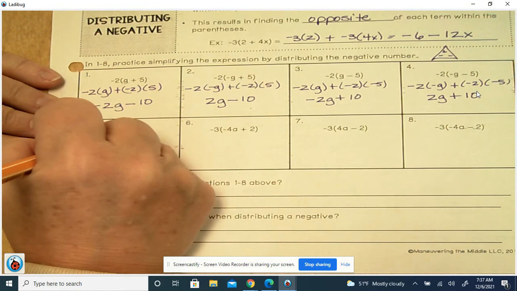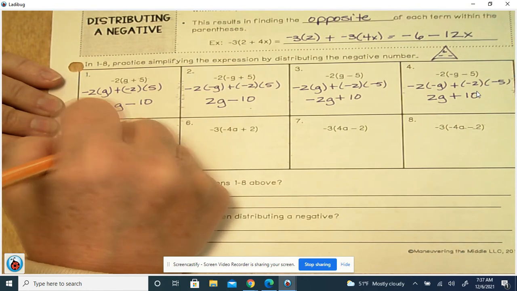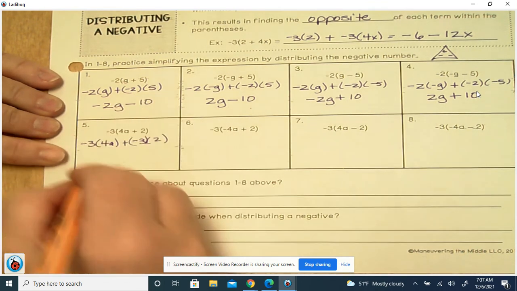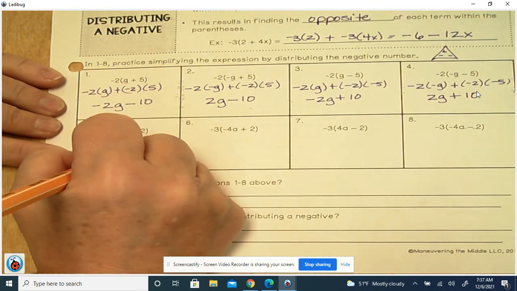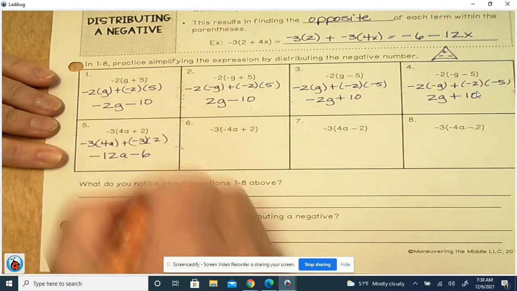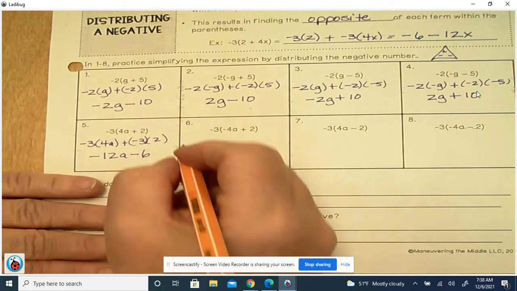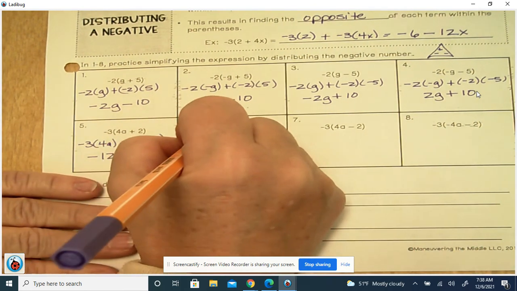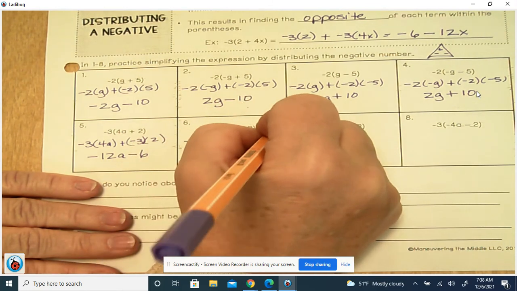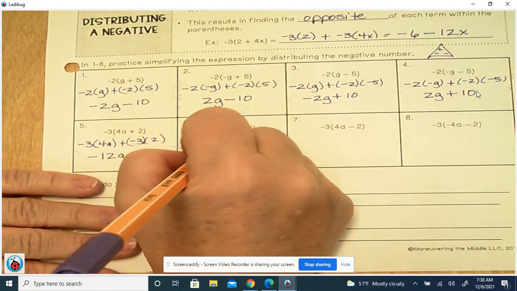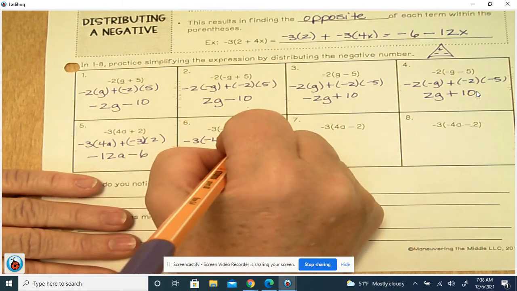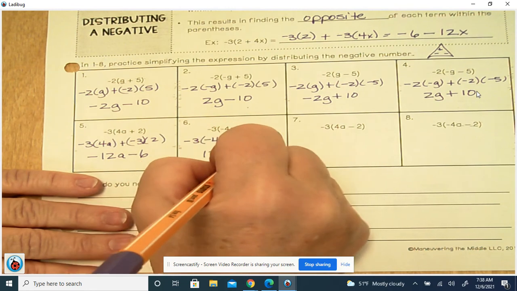Number 5, a negative 3 times 4a plus a negative 3 times 2. Negative 3 times 4 is a negative 12a plus a negative 3 times 2 is a negative 6. Number 6, a negative 3 times a negative 4a plus a negative 3 times 2. Negative 3 times negative 4 gives us 12a plus negative 3 times 2 is a negative 6, or 12a minus 6.